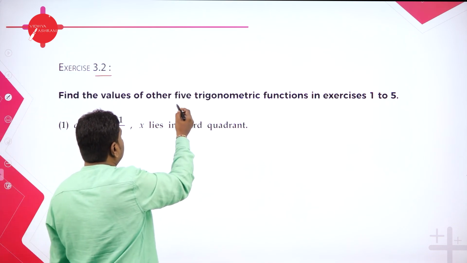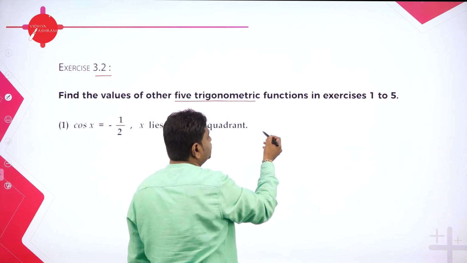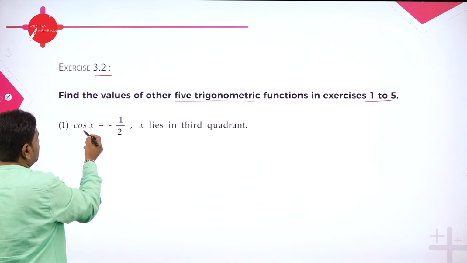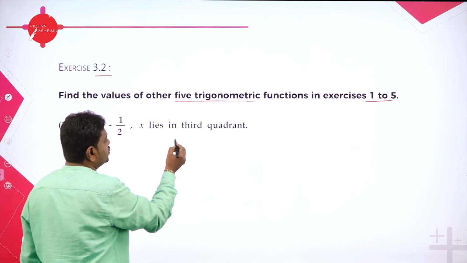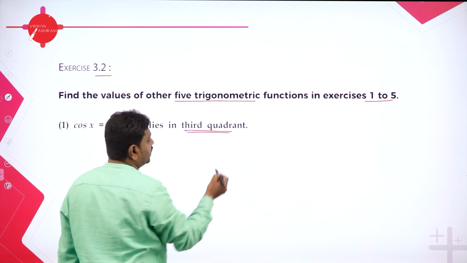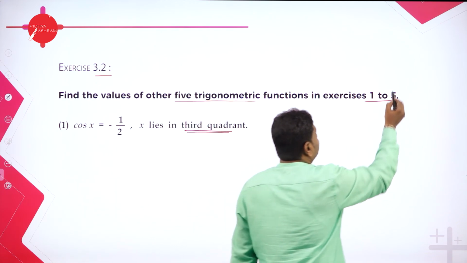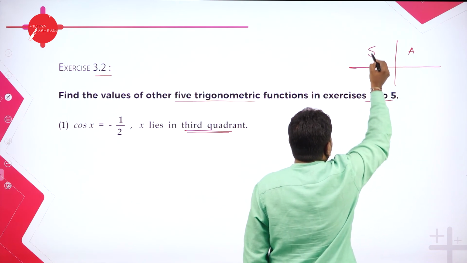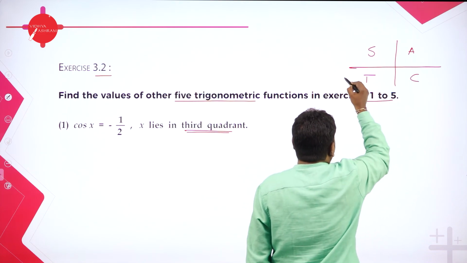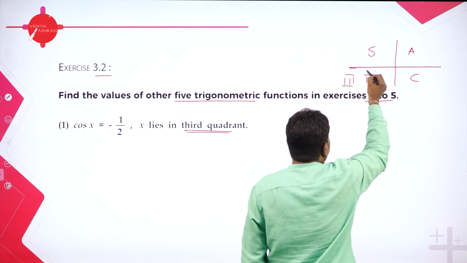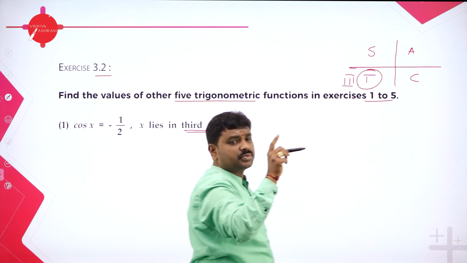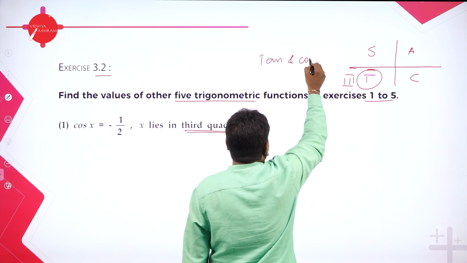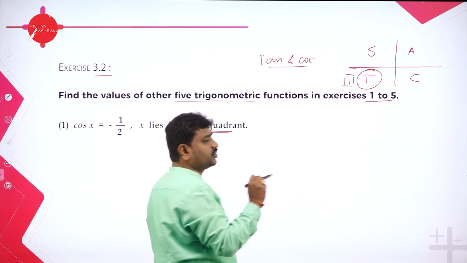Find the value of the other 5 trigonometric functions, problem 1 to problem 5. The first problem: cos x is minus 1 by 2. X lies in which quadrant? X is in third quadrant. All of you know, just now I told you, ASTC. So, in third quadrant only tan is positive. Only what is positive? Tan and its reciprocal. T stands for what? Tan and cot. Only tan and cot are positive. Remaining all we should get negative.